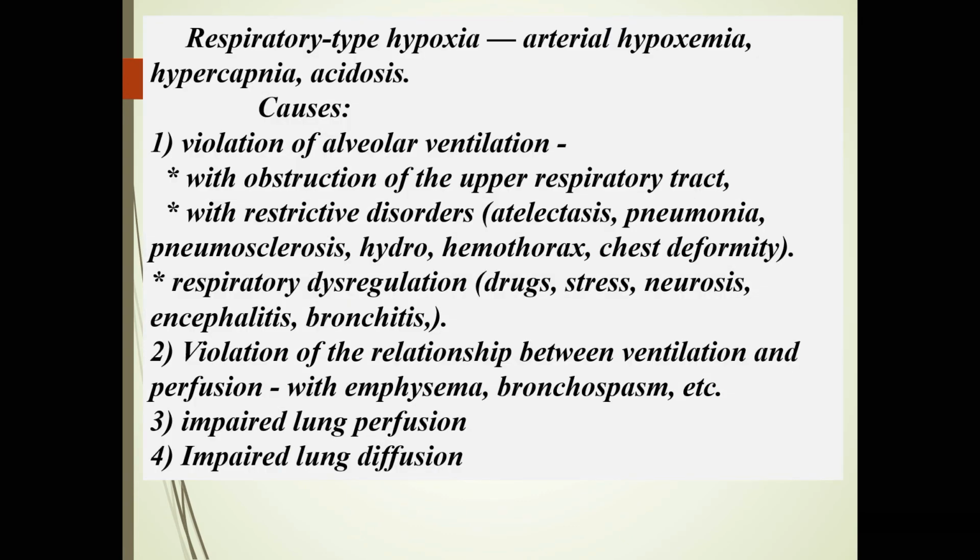Respiratory type hypoxia forms arterial hypoxemia, hypercapnia, and acidosis. It is caused by violation of alveolar ventilation in obstruction of the upper respiratory tract, and in restrictive disorders and formation of atelectasis, pneumonia, pneumosclerosis, hydrothorax and hemothorax, etc. Respiratory dysregulation arises under the influence of drugs, stress factors, neurosis, etc.